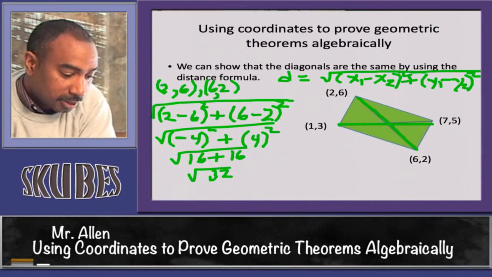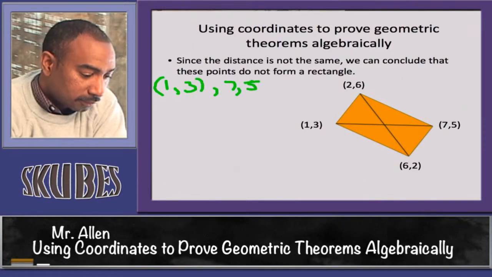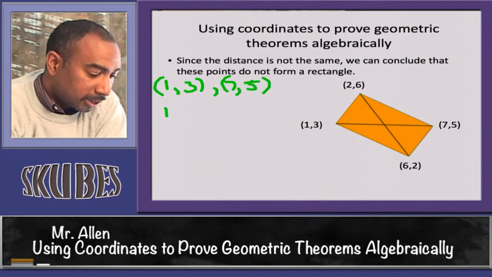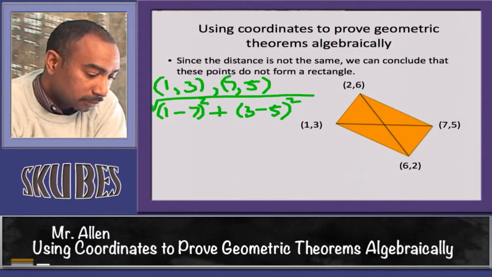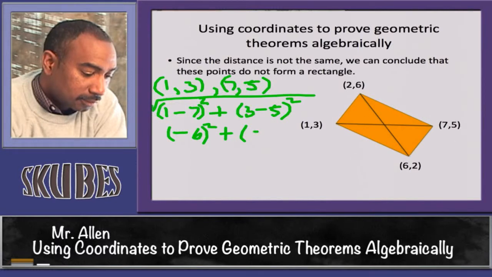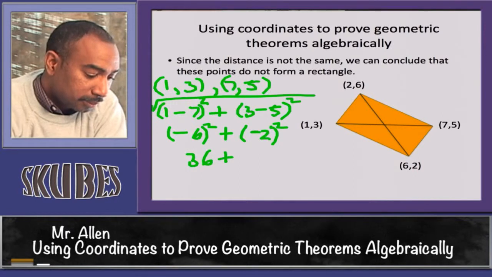I'm going to use the next slide to show that. All right, we have (1, 3) and (7, 5). So you have 1 minus 7 squared plus 3 minus 5 squared. So you're going to get negative 6 squared and negative 2 squared. So 36 plus 4, which gives me the square root of 40.